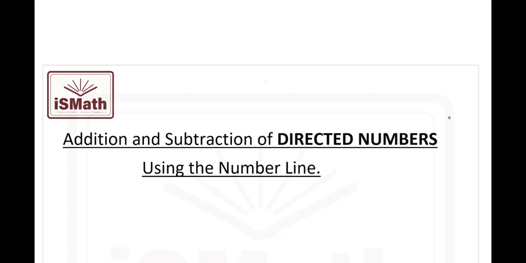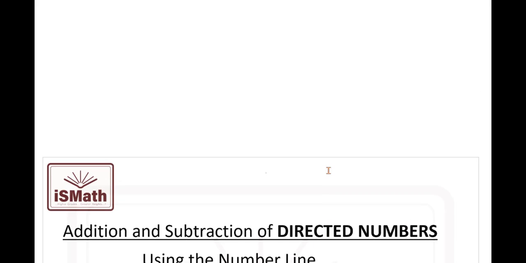What are directed numbers? Before I even talk about that, I would like to take you back to some of the vocabularies for types of numbers. The first type of number I would look at today is real numbers. What are real numbers? Real numbers are all rational numbers and irrational numbers put together. So it's a set of numbers that are rational and a set of numbers that are irrational. When you put them together, they form what we call real numbers.